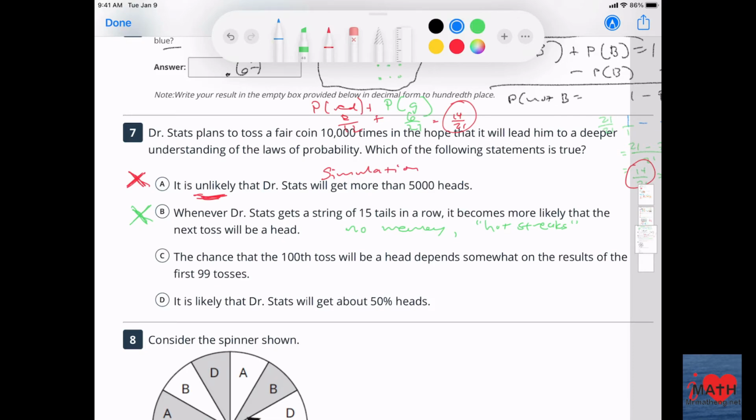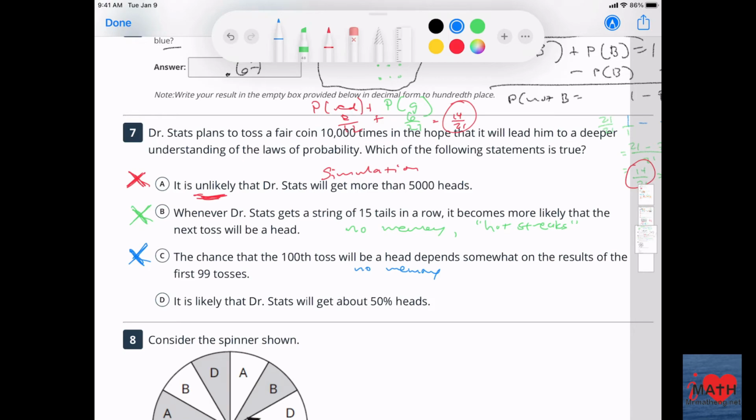C, the chance that on the 100th toss will be a head depends on what were the results of the first 99 results. It's the same thing, there's no memory. Or in a future lesson, we'll say these are independent events. The 99th toss and the 100th toss doesn't matter.